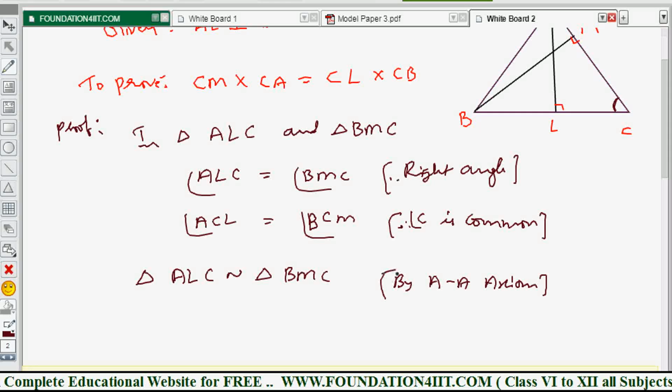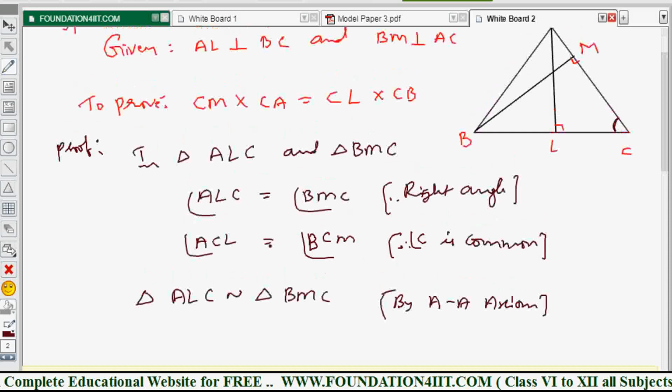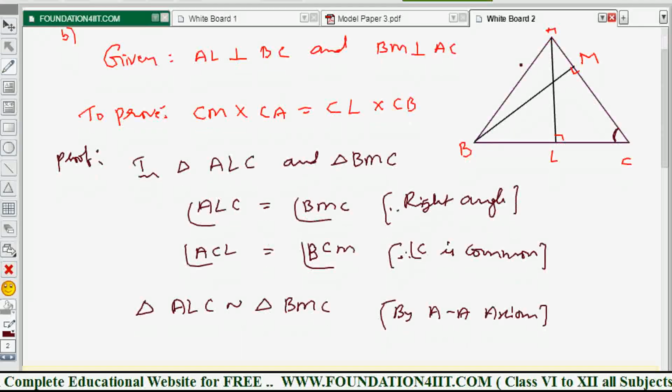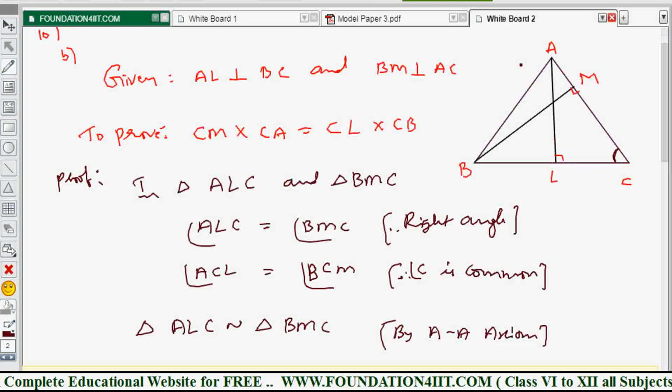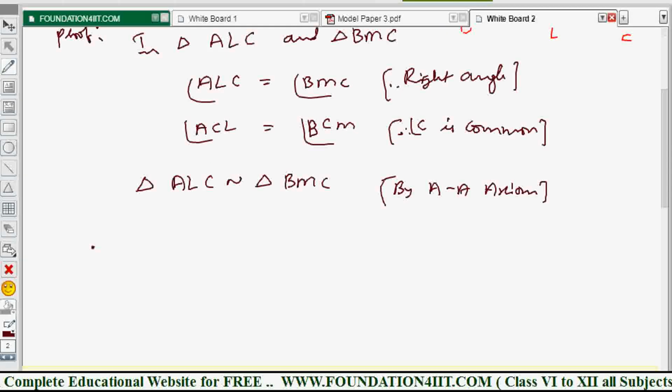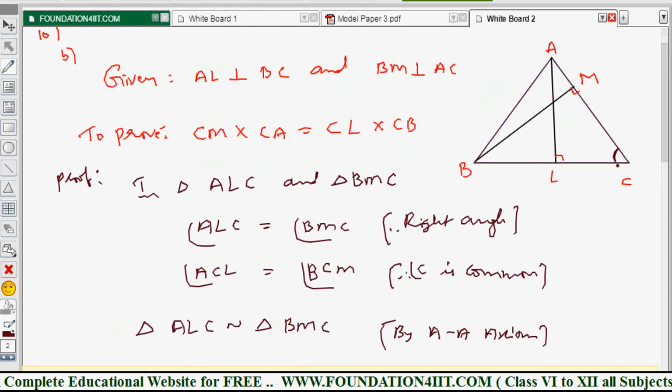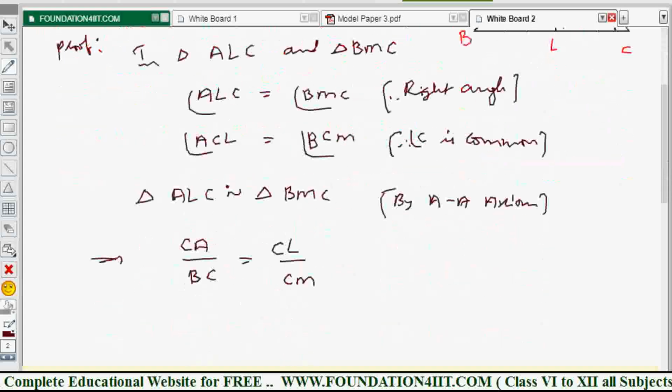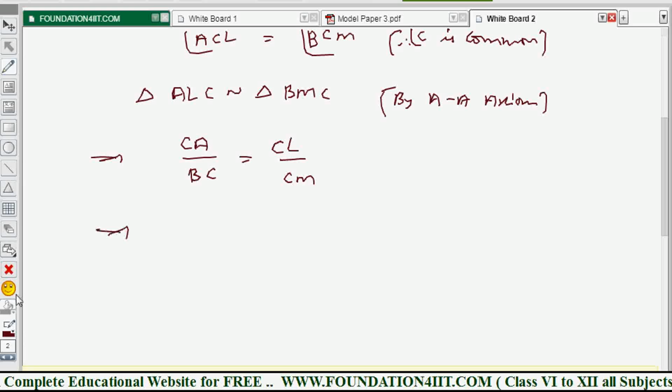Now, whenever two triangles are similar, the corresponding sides are in the same ratio, right? From ALC the hypotenuse is CA, and from BMC the hypotenuse is BC. So I am taking corresponding sides in the same ratio. Therefore CA by BC is equal to the other sides, CL by CM. CL is this one and CM is this one. Just by using the corresponding sides in the same ratio, we can find what is required to prove.